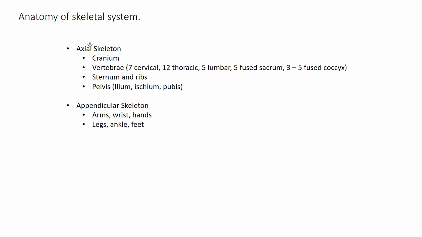The axial skeleton is made up of the cranium, skull, and the vertebrae, which are made up of 7 cervical vertebrae, that means neck, the 12 thoracic vertebrae, that means chest, 5 lumbar, which is the lower back, and 5 fused sacrum, 5 vertebrae that are fused into the sacrum, which sits in the middle of the pelvis. And then your tailbone, 3 to 5 fused coccyx vertebrae. It varies from individual to individual whether they have 3 or 5.